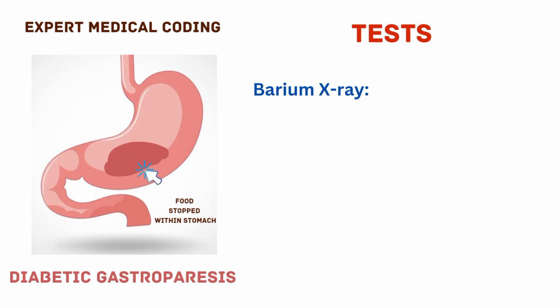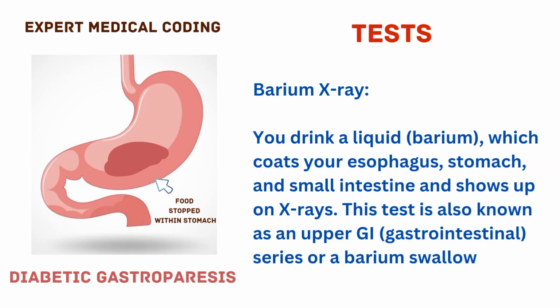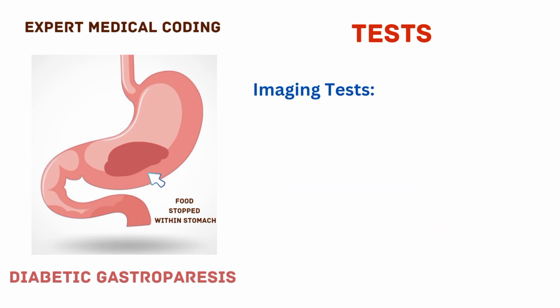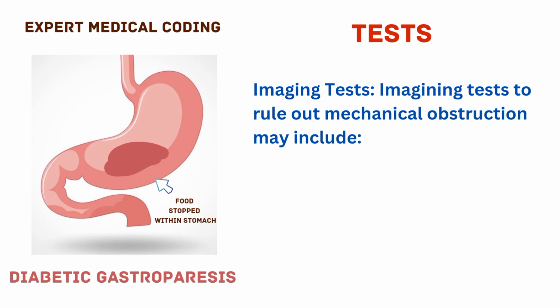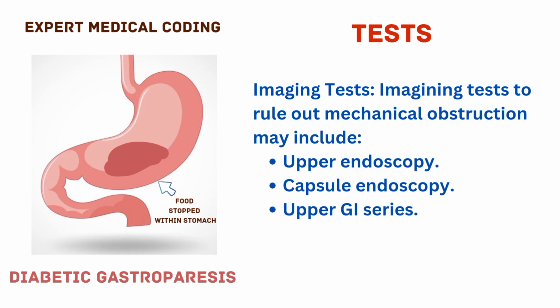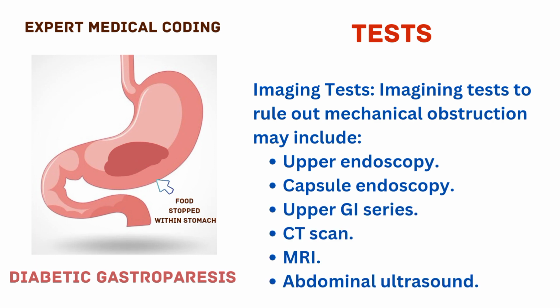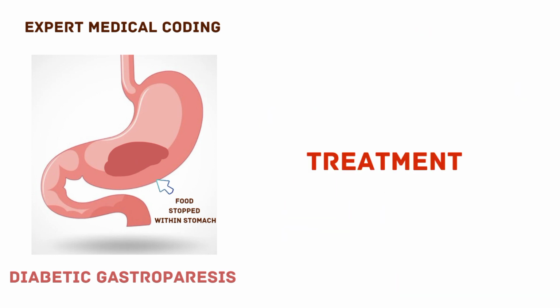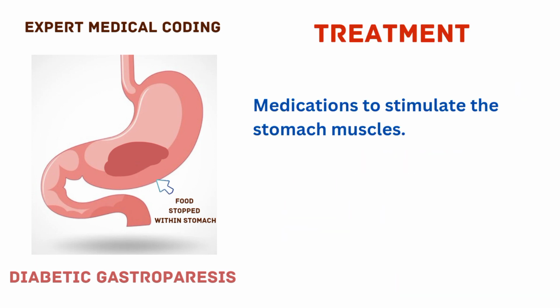The next test is barium X-ray. You drink a liquid called barium, which coats your esophagus, stomach, and small intestine and shows up on X-rays. This test is also known as an upper GI series or a barium swallow. The next test is imaging tests. Imaging tests to rule out mechanical obstruction may include upper endoscopy, capsule endoscopy, upper GI series, CT scan, MRI, and abdominal ultrasound.